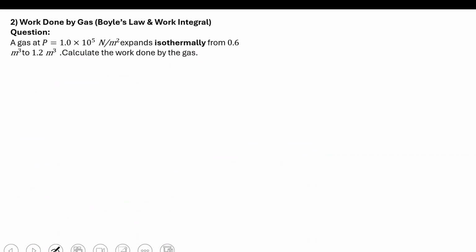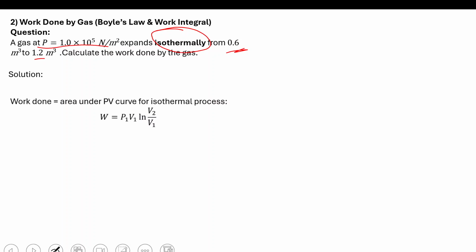Okay. So the next one is work done by an ideal gas. A gas at P equals 1.0 times 10 to the power 5 Newton per meter square. This is the parameter. It expands isothermally, so note this term, isothermally, there is a formula for it, from 0.6 meter cube to 1.2 meter cube. Calculate the work done by the gas. The formula for work done in isothermal condition is W equals P1 V1 ln V2 over V1, natural log. V2 and V1 are already given.